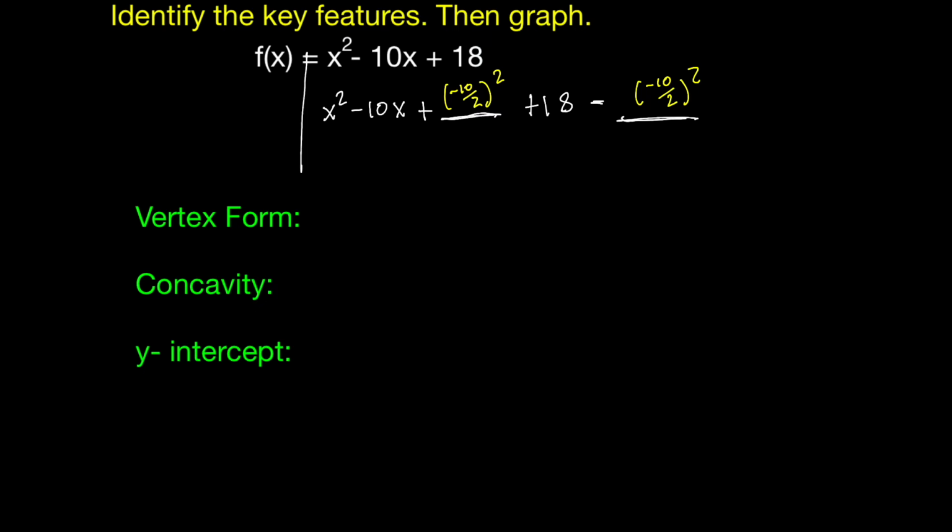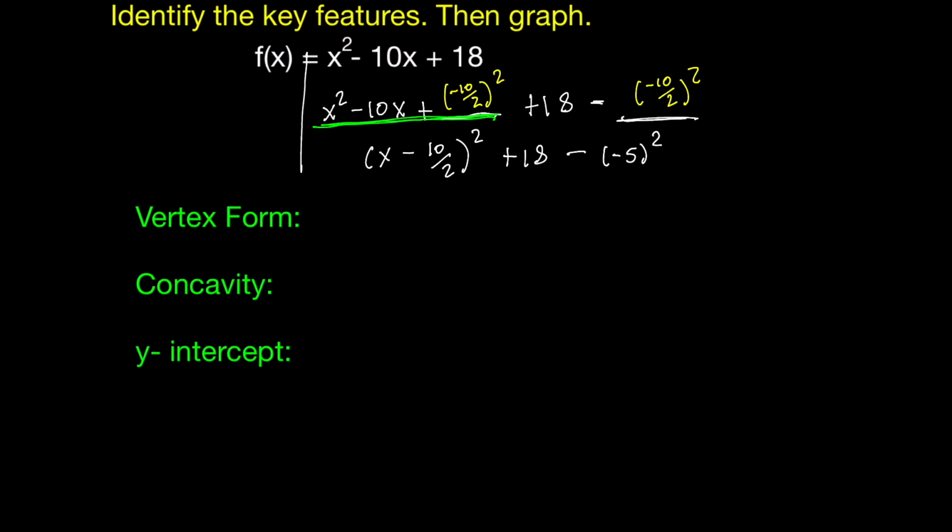Now that I've done this, I've created the perfect square trinomial, and I can factor this into its binomial squared by grabbing x and grabbing the quantity inside of the parentheses. So here I'm going to get x minus 10 over 2. This is all going to be raised to the second power. I have the plus 18, and I'm going to subtract. Here we get negative 10 divided by 2. That's going to be negative 5.